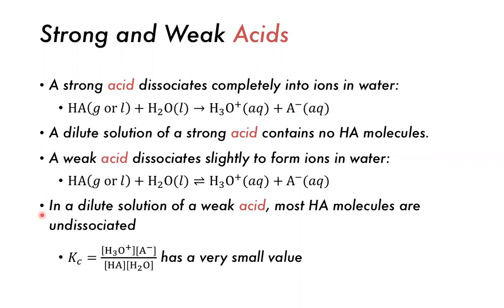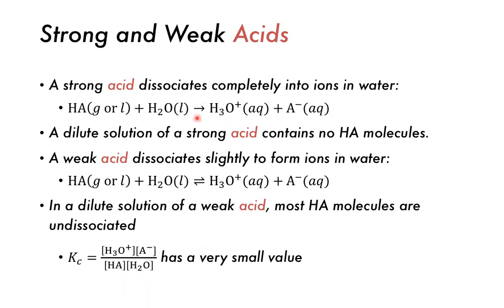So in this case, Kc, which is our equilibrium constant for this reaction, is equal to the dissociation products over the reactants here, which are water, which would be more or less close to 1, and then the HA, which would be our acid. And this has a very, very small value, whereas Kc for a strong acid would be very large. In fact, we wouldn't really need an equilibrium constant in that sense.